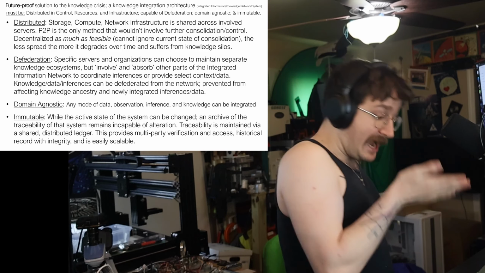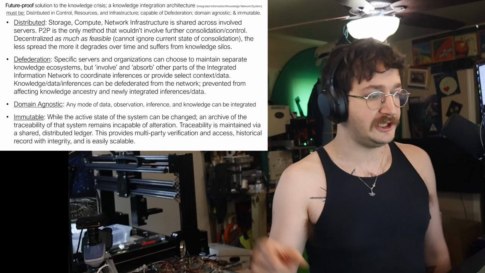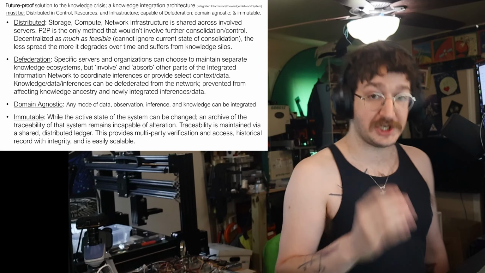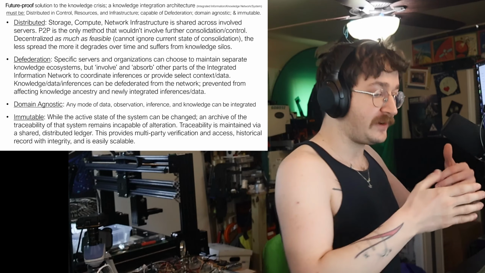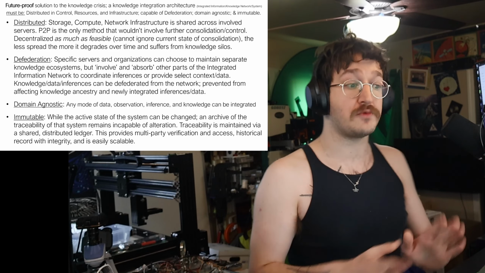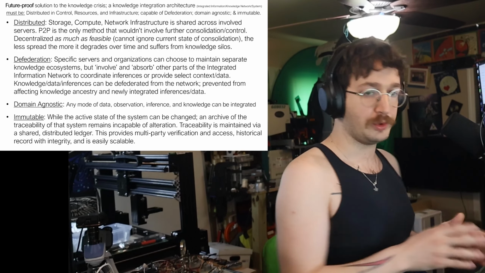While the active state of the system can be changed, an archive of the traceability of the system remains incapable of alteration, right? So traceability is maintained by a shared distributed ledger, and this provides multi-party verification and access, and a historical record with integrity that is also easily scalable, right? So any independent verifier can go back and look at the root of this stuff.